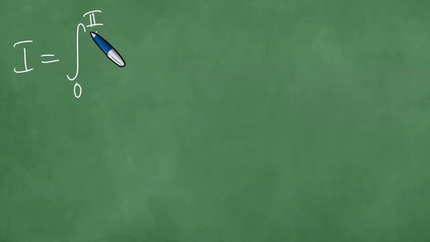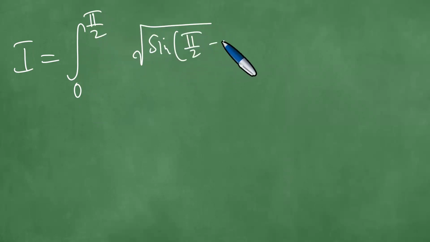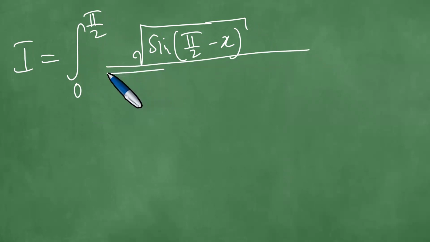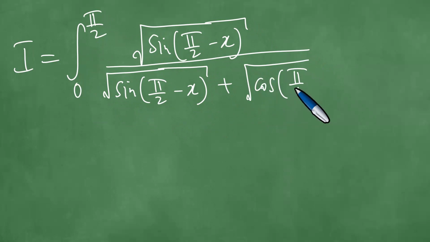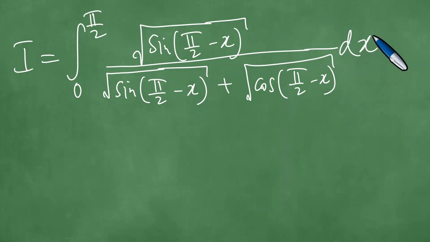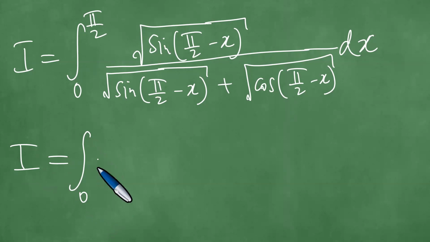So that this is I, which holds the integral from 0 to pi over 2 of the square root of the sine of pi over 2 minus x, divided by the square root of the sine of pi over 2 minus x, plus the square root of the cosine of pi over 2 minus x, dx. All right, so that's what we have. Now, there are a couple of things that we need to note here.